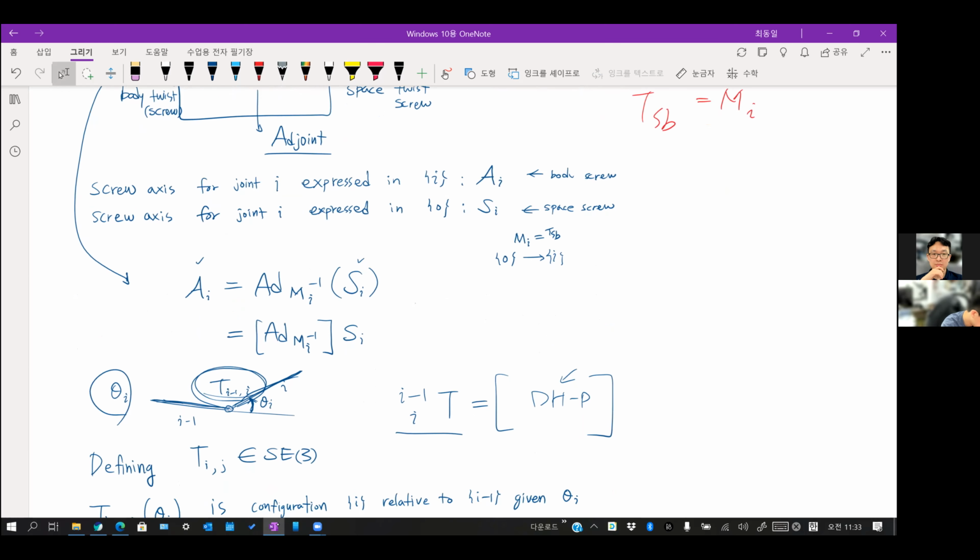So this one is one more equation to memorize. The body screw equals Ad joint of M_i inverse times S_i. This one is one more equation to memorize.